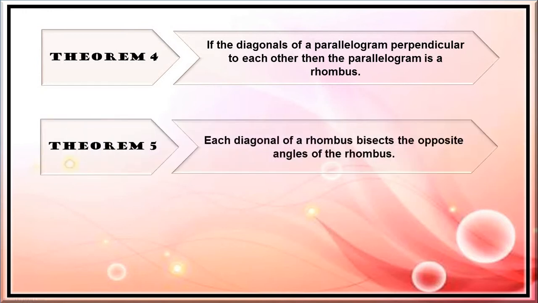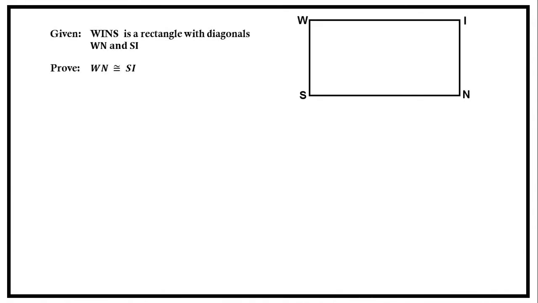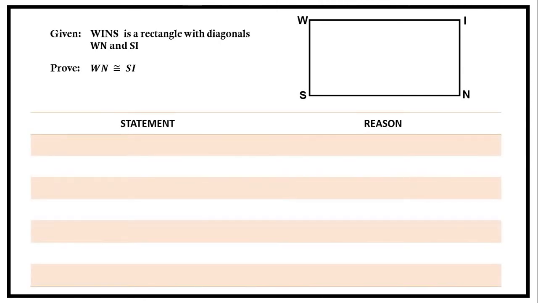Theorem 5, each diagonal of a rhombus bisects the opposite angles of the rhombus. Theorem 6, if a diagonal of a parallelogram bisects two opposite angles of the parallelogram, then the parallelogram is a rhombus. Let's try to prove this example. Given WINS is a rectangle with diagonals WN and SI, prove WN is congruent to SI. We will prove this using a two-column proof.